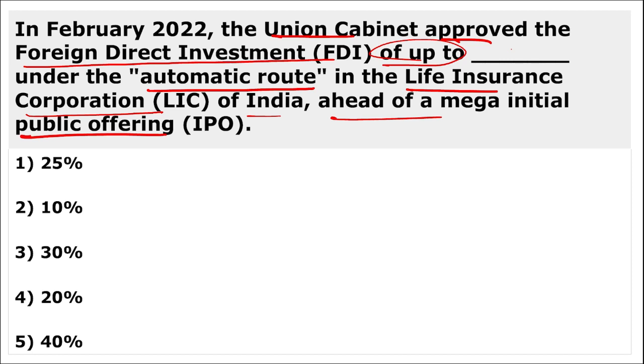Union Cabinet approved the FDI of up to 20% under the automatic route in the Life Insurance Corporation of India ahead of its IPO. So the correct option is 20%.